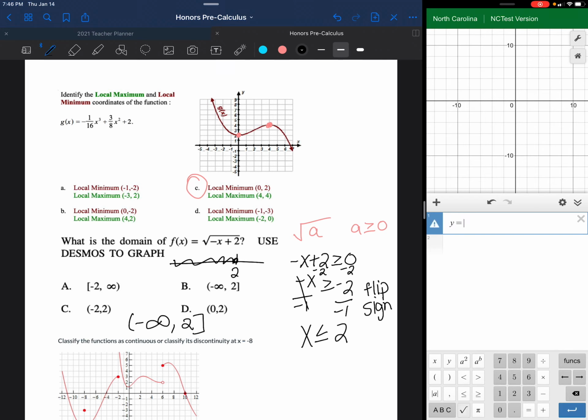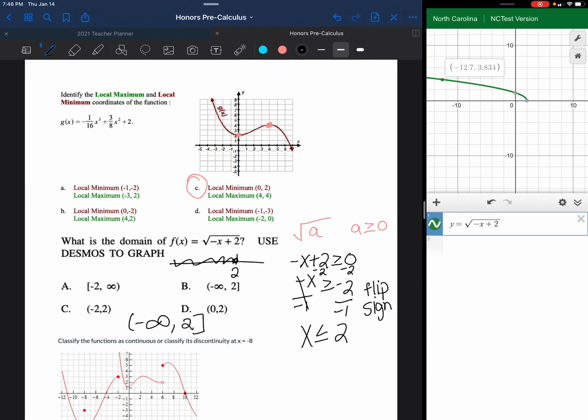Or I can graph it in Desmos. So y equals square root of -x plus 2. And again, we can see that it's coming from -infinity and goes up to 2.